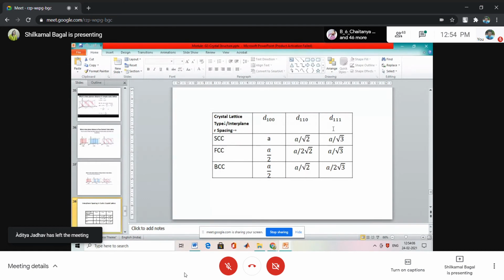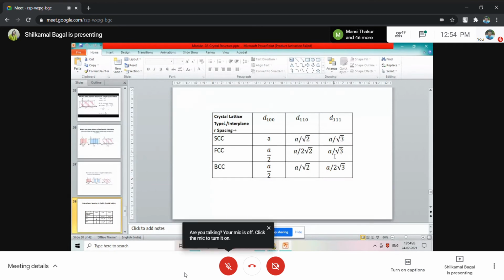Then third set of plane 111. In 111 in SCC, d is a upon root 3. In FCC, the same planes are there, that of SCC. So this distance interplanar spacing remains same. There is no change. a upon root 3, a upon root 3. But in BCC, the one additional plane is inserted in between the set of plane 111 in BCC, which passes through the body centered atom. And so this interplanar spacing becomes half of the SCC in BCC, that is a upon 2 root 3.